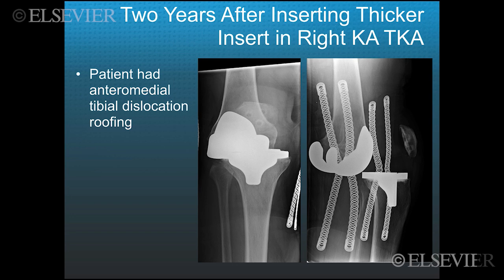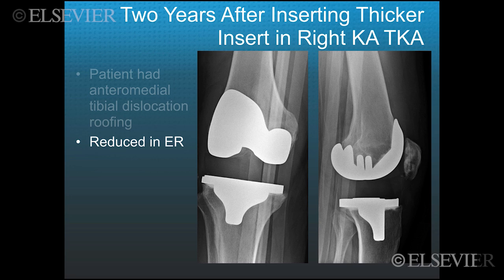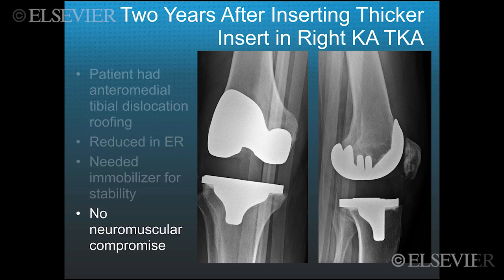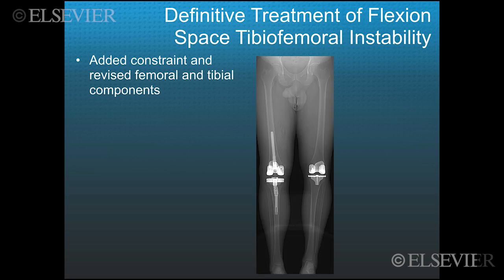2 years after inserting the thicker insert on the right, he had a tibial dislocation while roofing, a traumatic event. You can see that the tibia just translated anteriorly. There's not enough stability in the flexion space. It was reduced in the emergency room, and needed a mobilizer just to keep the knee in. And fortunately, there was no neuromuscular compromise, no damage to the peroneal nerve. So the definitive treatment of the flexion space tibiofemoral instability would have been add constraint and revise the femoral and tibial components.